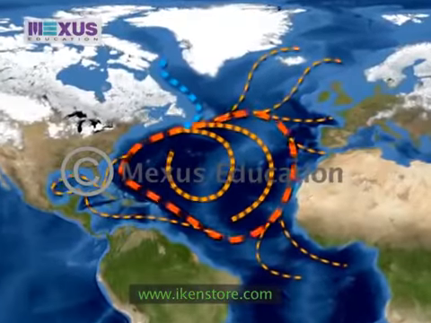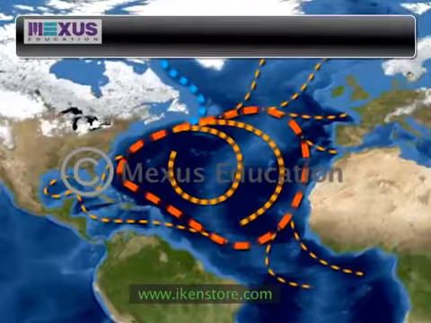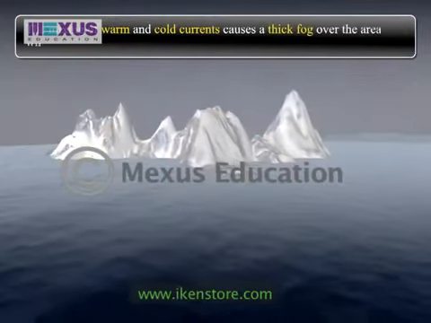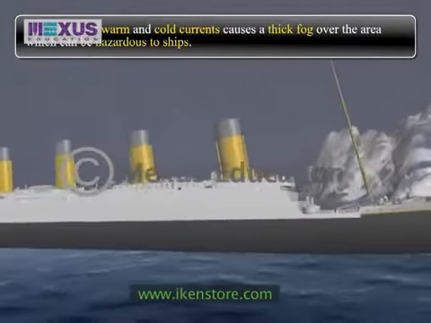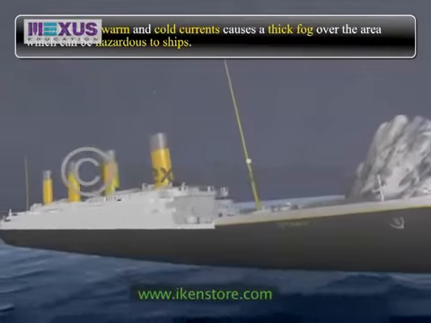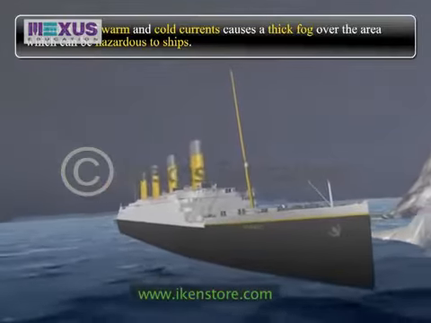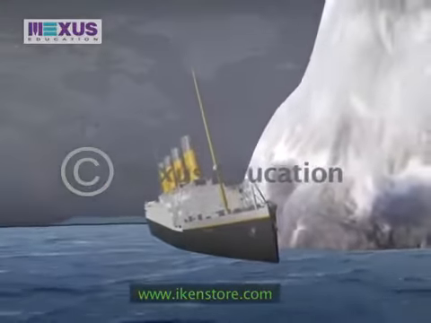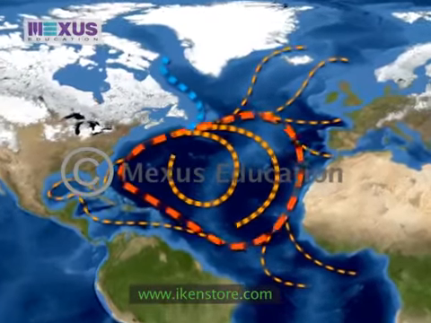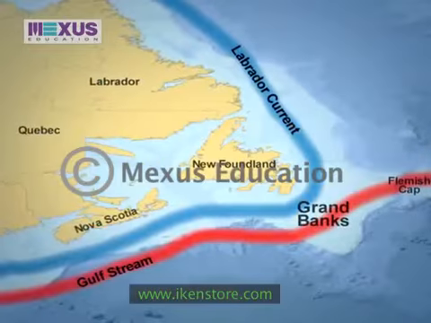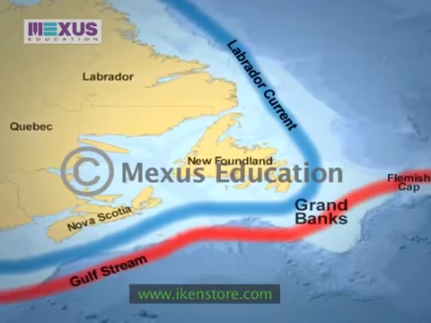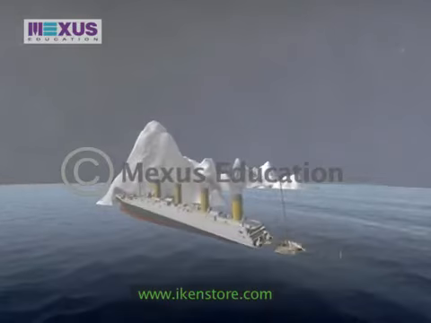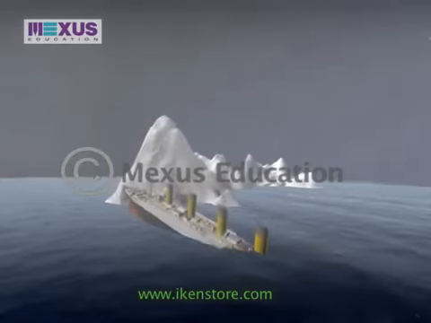Ocean currents are not always helpful. The mixing of warm and cold currents causes a thick fog over the area, which can be hazardous to ships. In 1912, the Titanic, the largest ship in the world, which was considered unsinkable, struck a huge iceberg in the dense fog off the coast of Newfoundland, where the cold Labrador Current and the warm Gulf Stream meet. It sank in less than 3 hours and about 1,500 persons drowned.